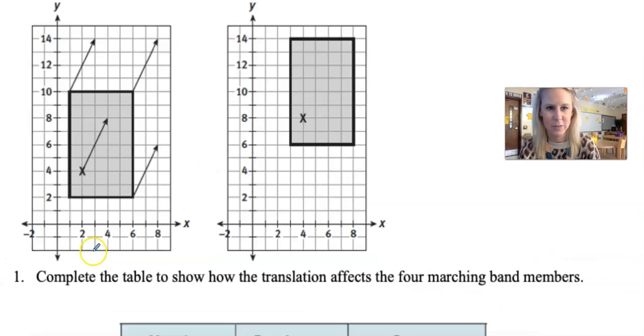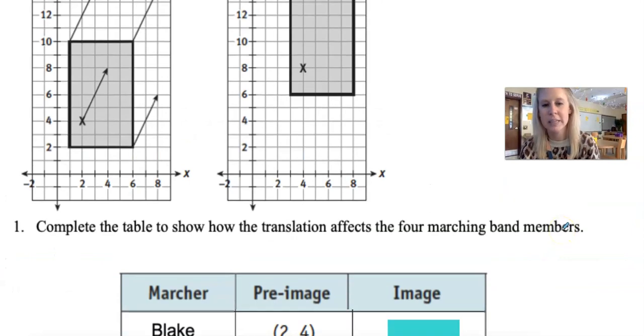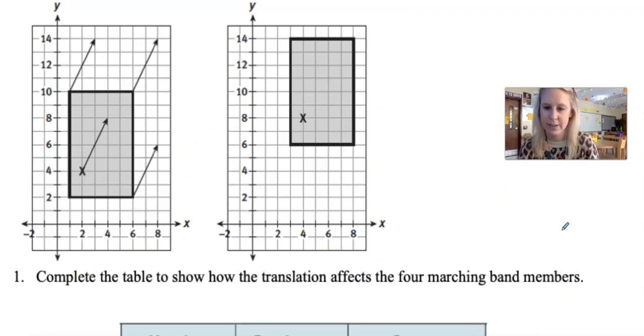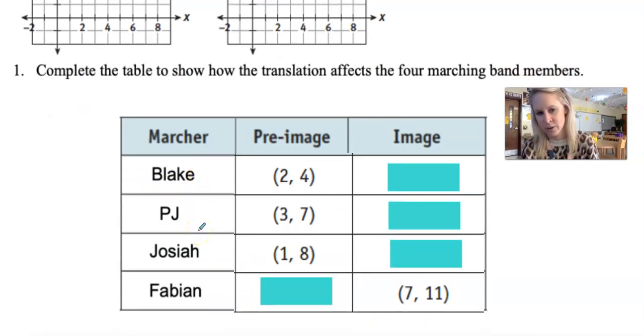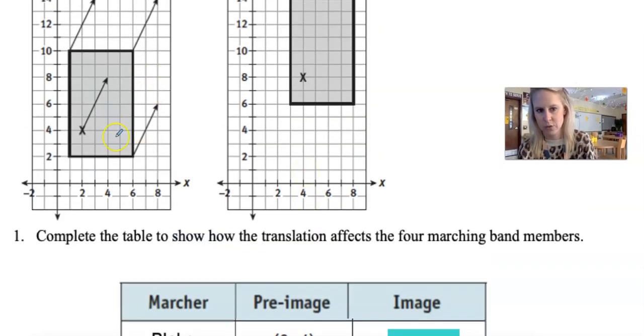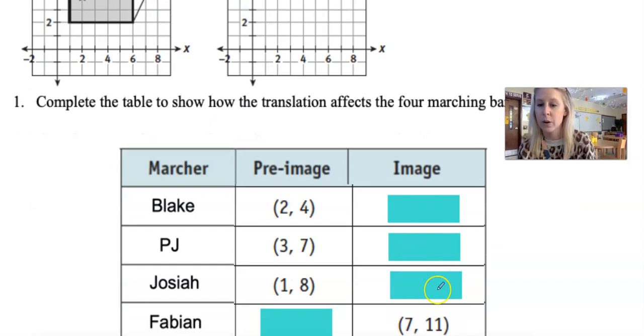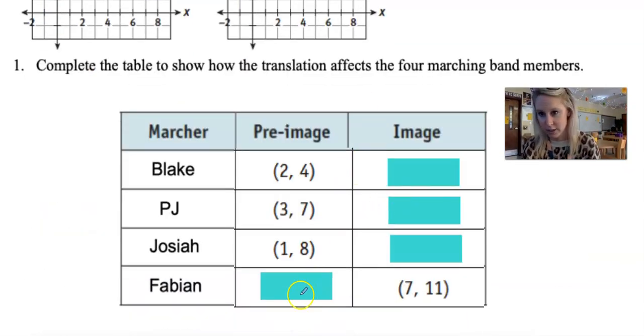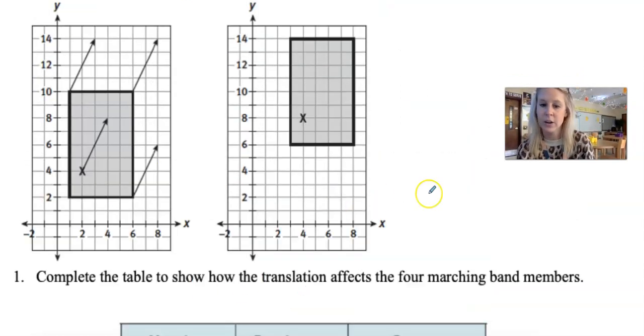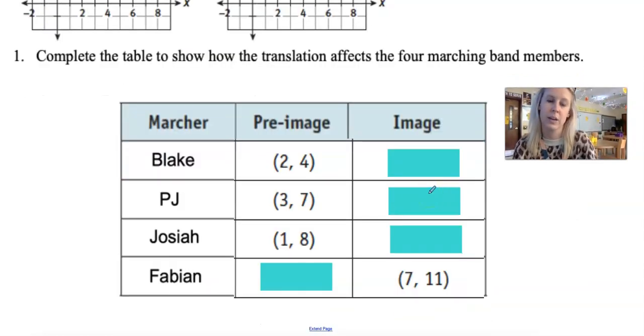All right. Moving on. I want you to complete the table to show how the translation affects the 4 marching band members. So we have Blake, PJ, and Josiah, who were all in the marching band last year. Their pre-image, their starting image, is over here, and you're going to figure out where they ended up. Fabian, you're going to work a little bit backwards. It gives you his image, so it gives you where he ended up, and you're going to figure out where he started. So use the diagram above to complete the table for Blake, PJ, Josiah, and Fabian. So press pause and try those.